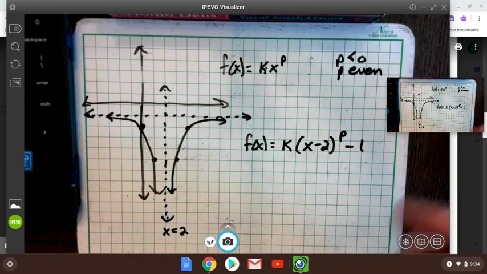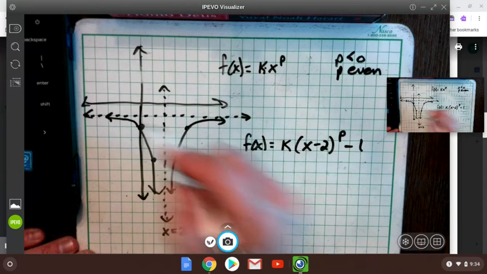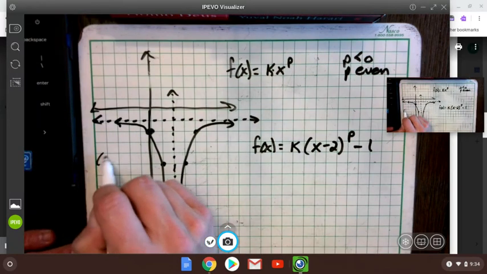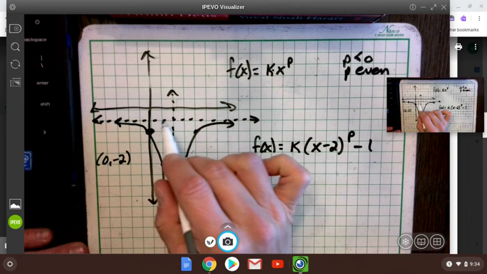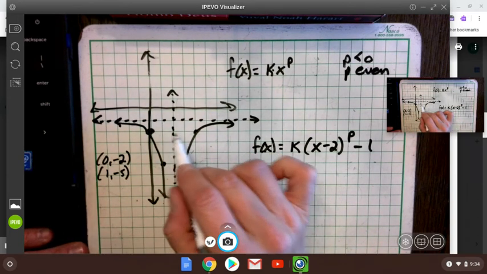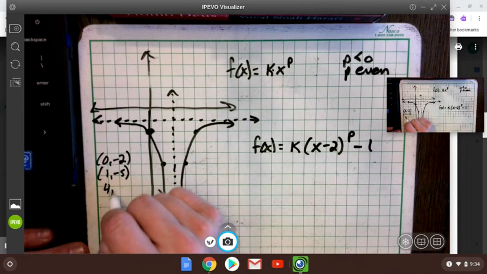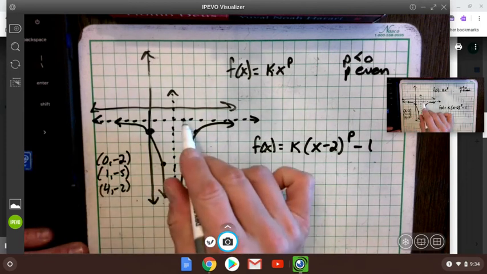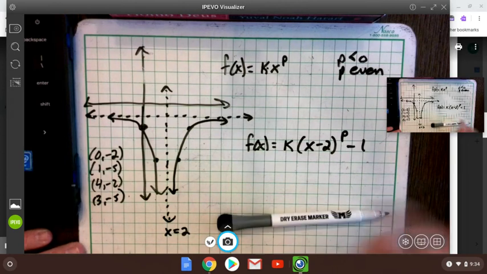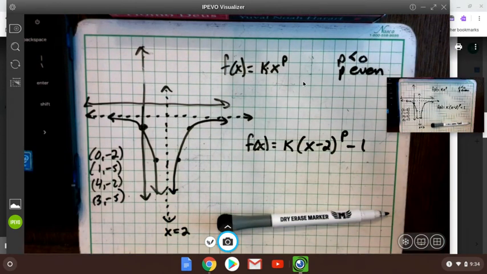So let's see what information we have. I've got some ordered pairs. I've got (0, -2), (1, -5), (3, -5), and (4, -2). So I've got 4 ordered pairs, and I have an equation for which I have 2 variables that I need to solve. So 1 equation, 2 variables, impossible to solve.